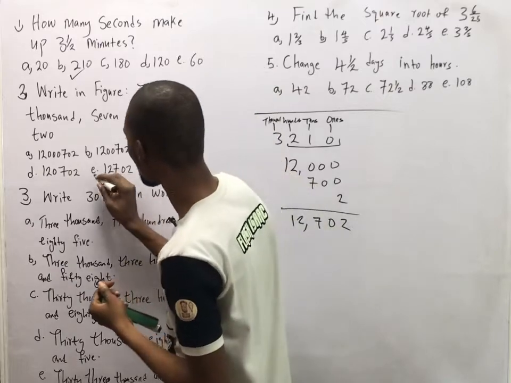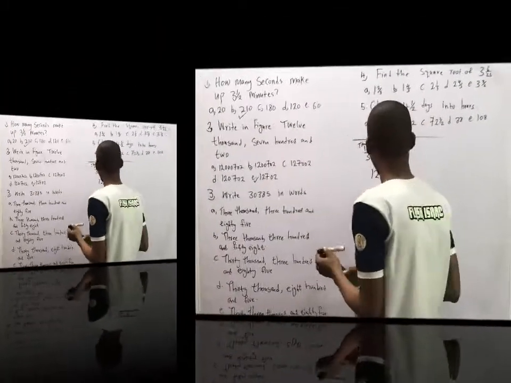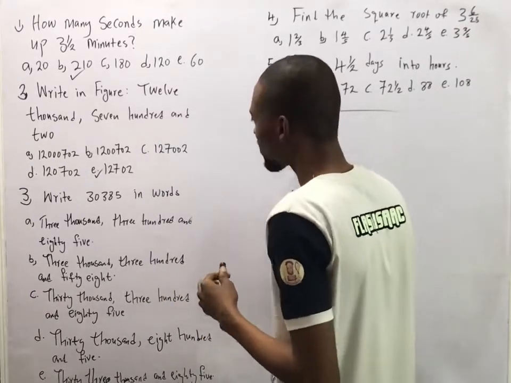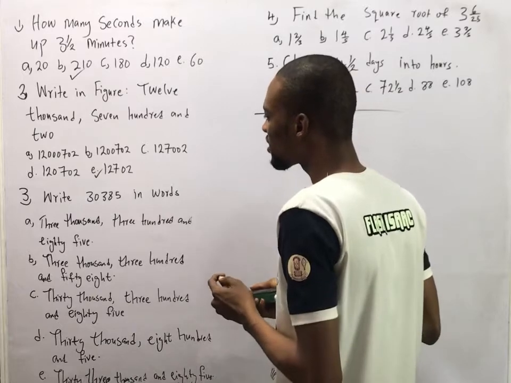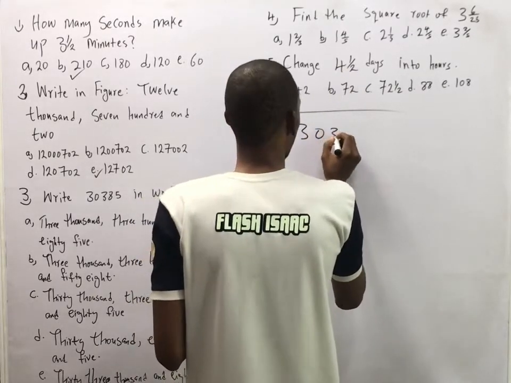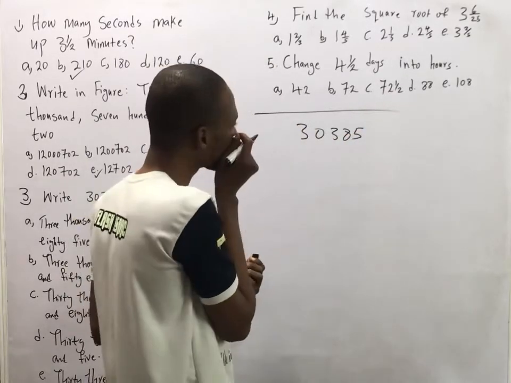12702. So that's option E. E is the correct option. So question 3 says write 30385 in words. 30385. So we have to write this in words.